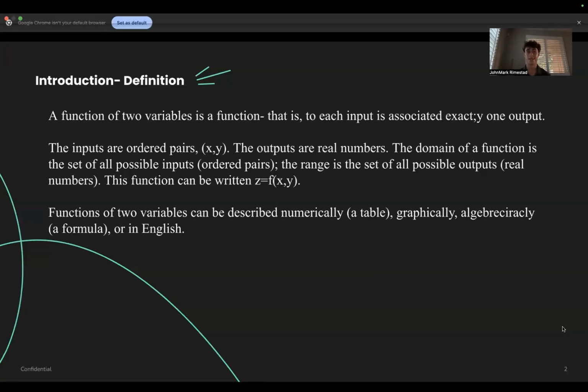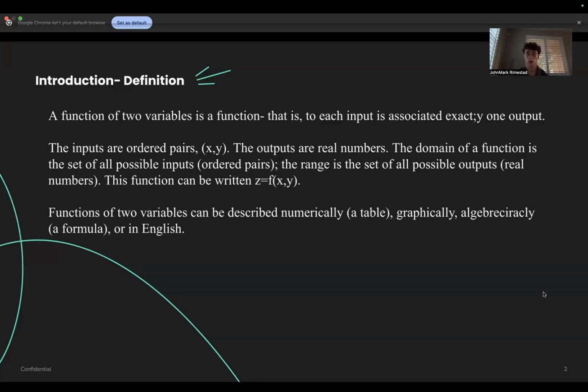First, let's do some introductions and definitions. A function of two variables is a function in which to each input is associated exactly one output. The inputs are ordered pairs, x, y. The outputs are real numbers. The domain of a function is the set of all possible inputs, ordered pairs. The range is the set of all possible outputs, real numbers. This function can be written as z equals f(x, y). Functions of two variables can be described numerically, so a table of some sort, graphically on a graph, x and y axis, algebraically, or a formula, a function, or in English through a word problem.